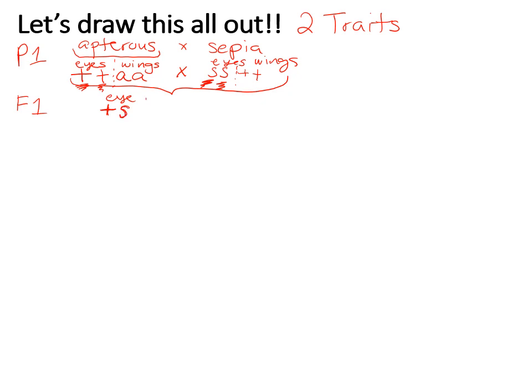Okay, then you do wings, the second trait. So what allele can it get from parent number 1? Either an a or an a. So it's getting an a from parent number 1, and from parent number 2, it can only get a plus or a plus. And again, we usually write the plus symbols first ahead of the mutant allele. Okay, so again, keep going based on each trait. So all F1 will be completely heterozygous, with 2 different alleles for eyes and for wings.